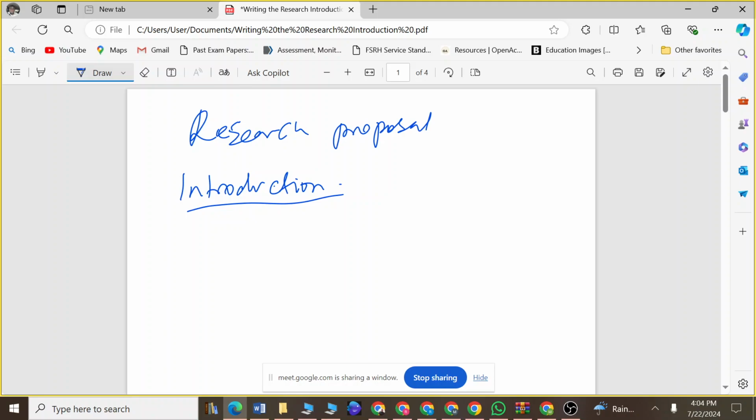First of all, it is very important to look at the research introduction as an argument. Look at writing the research introduction as an argument. An argument is not you exchanging hot words with another person, or basically having opposing opinions about something. That is not the argument I'm talking about.